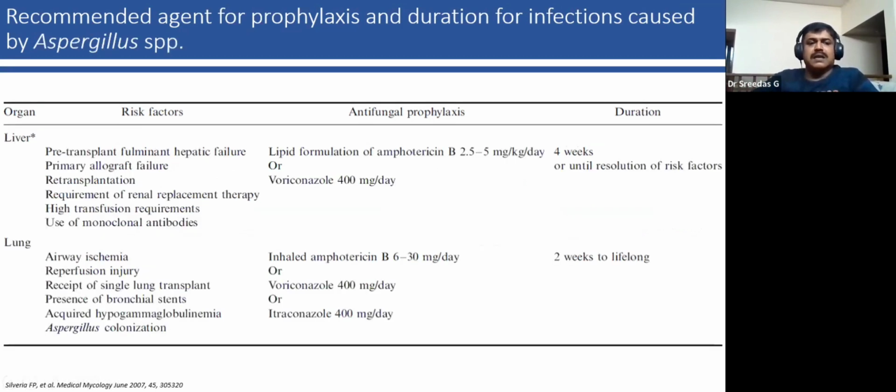When we come to Aspergillus, the recommendation for prophylaxis is for liver transplantation as well as for lung transplantation. For these high-risk patients, you have liposomal amphotericin B or voriconazole to be given for 4 weeks until the resolution of the risk factors. And for lung transplantation, you can either give inhaled amphotericin B, which has less toxicity, or voriconazole, to be given for 2 weeks to lifelong. So that is one thing to be kept in mind.